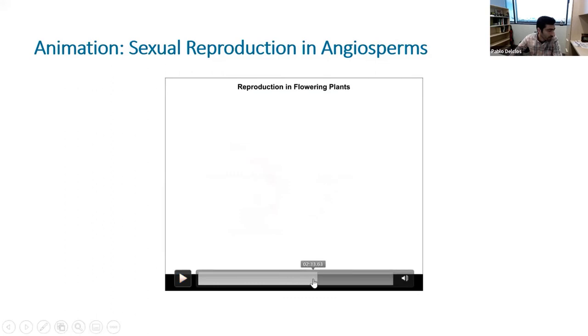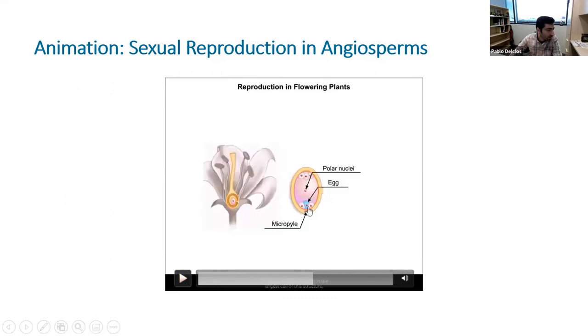So notice that there are multiple cells within this megasporocyte structure, but these are going to be 2 of the 8 total that are going to be really important. And these are the 2 cells that will essentially get penetrated by sperm cells in that double fertilization step.